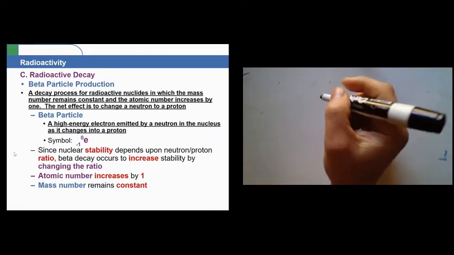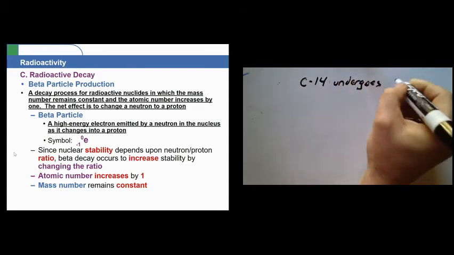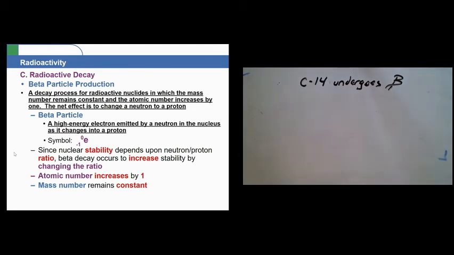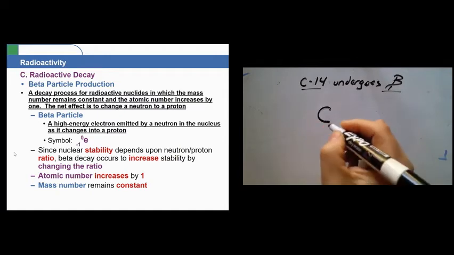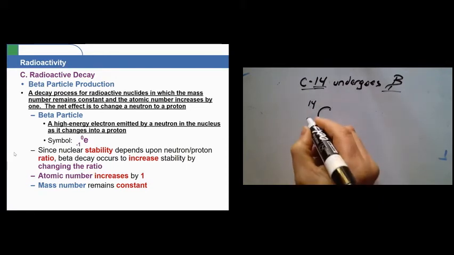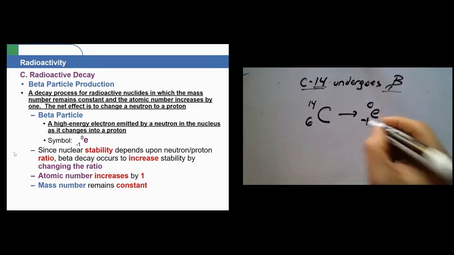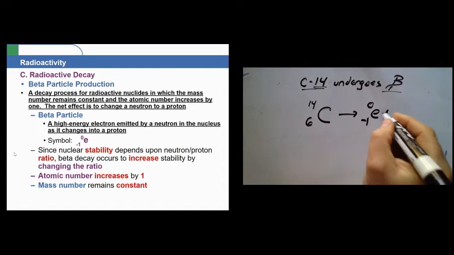An example would be carbon 14 undergoing beta decay. This symbol, like a B, represents beta particle decay. Since it's carbon 14, I know the symbol is C. The mass number on top is 14, and carbon, according to my periodic table, has an atomic number of 6. That's my starting point. Since it's beta decay, I know it's going to produce a beta particle. The question is, what else does it produce?